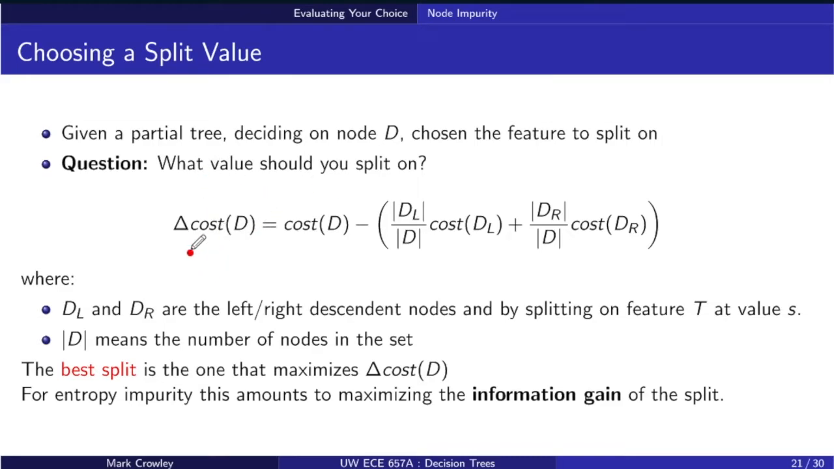Now you're going to have a cost function, and you're going to use this to determine whether you should split or not. Right? And even once you're deciding to split, what's the value you should split on, right?